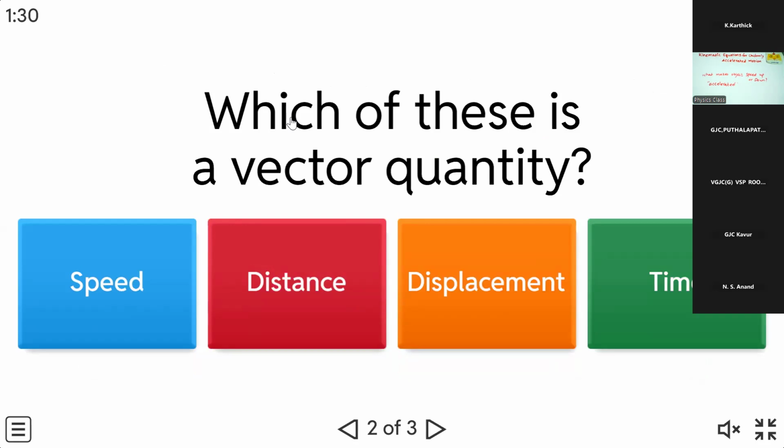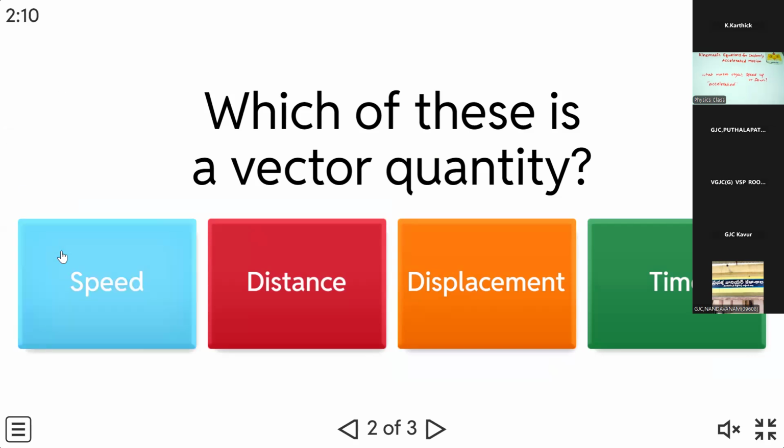Which of these is a vector quantity? Already you are familiar with that. There are two types of quantity: a vector quantity and a scalar quantity. And you know very well about that. What do you mean by vector quantity and what do you mean by scalar quantity? Scalar means it has only a value, magnitude. Vector means that quantity has both magnitude and direction. So underline that word, direction.